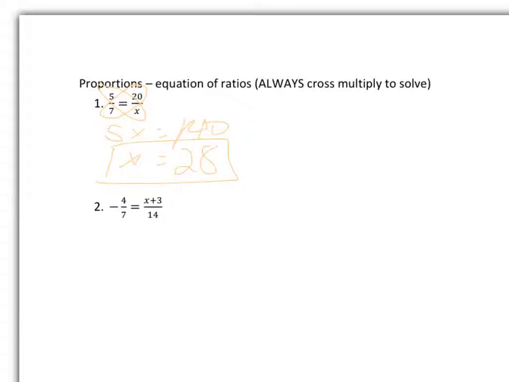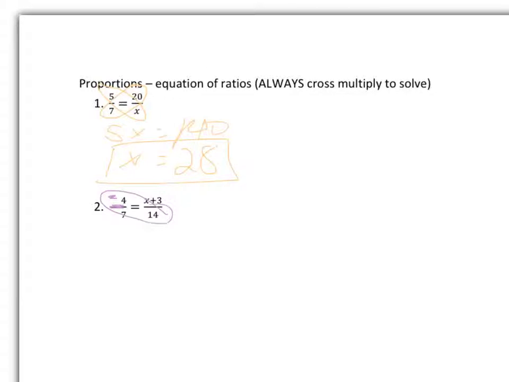The other one, same type of thing. When you have a negative in one of these, all you have to do is have the negative go with one or the other, either the top or the bottom. Just pick one. I don't want to distribute the negative with that x plus 3, so I'm going to have the negative go at the top, the 4.